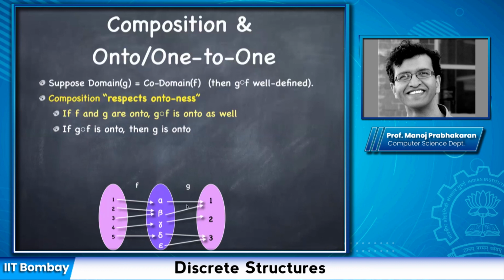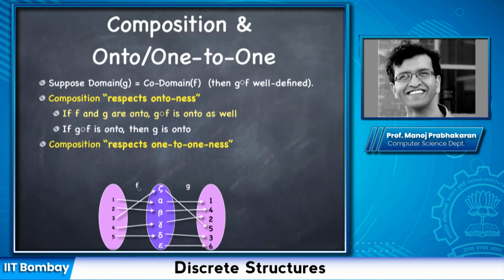So I can say that if g of f is onto, then g must be onto. Again, that's not a sufficient condition. So there's a necessary condition. f and g both being onto is a sufficient condition. Neither is a necessary and sufficient condition. Okay, now let's move on to one-to-one.